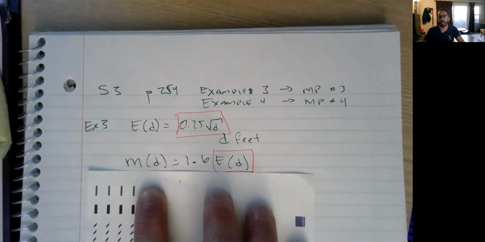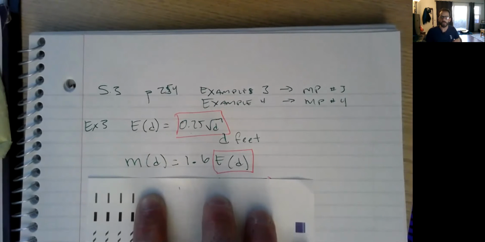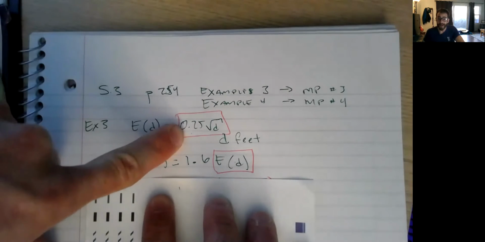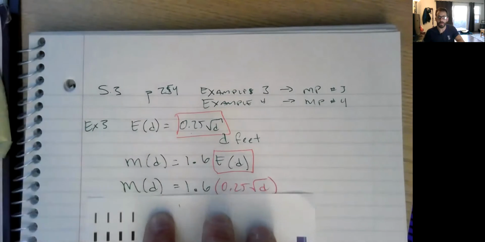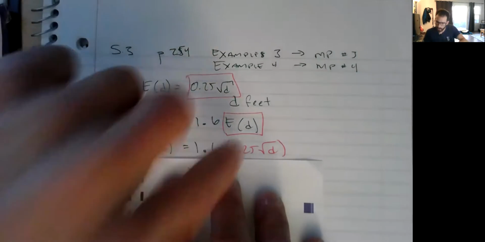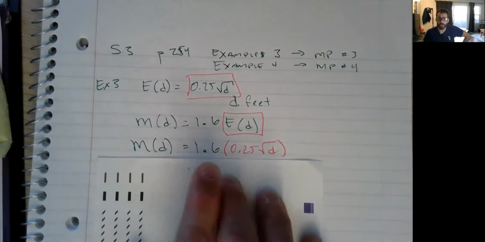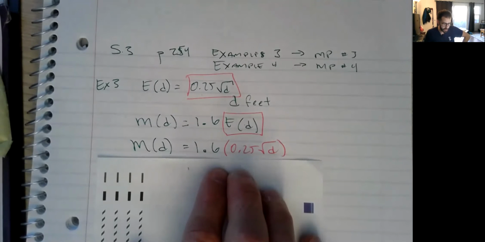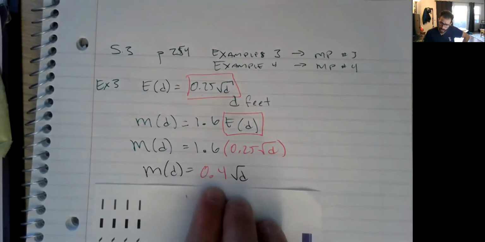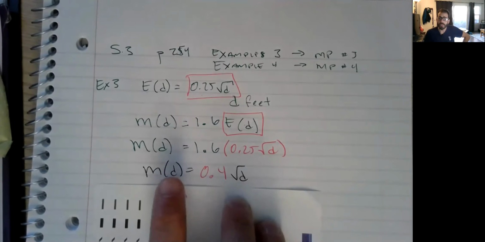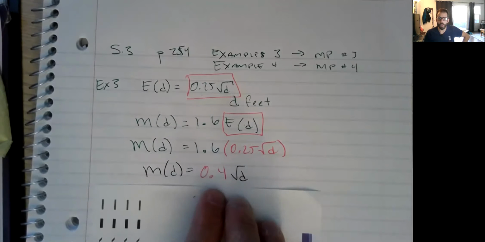So instead of plugging into Earth's equation and then multiplying by 1.6, is there a way we can just get the equation for Mars and then finally plug in 64? Why don't we just plug in 0.25 rad d where we see e of d? I plugged it in, and I wrote it in red. Now we can just do 1.6 times 0.25. On my calculator I got 0.4. So the time it takes for an object to fall d feet on Mars is 0.4 rad d, in seconds.